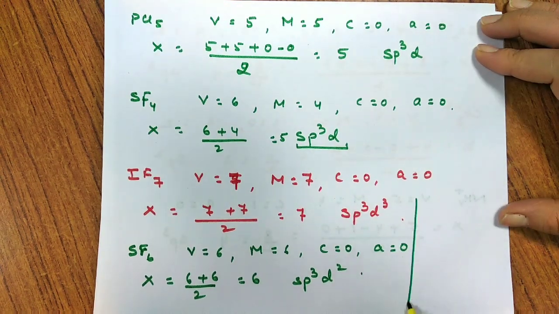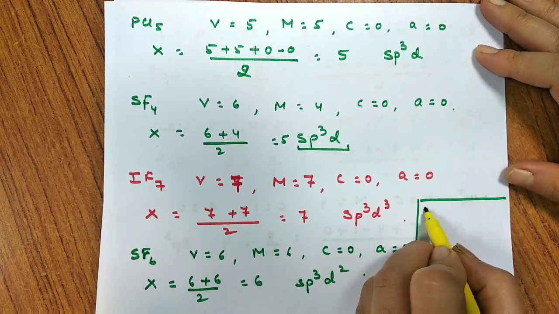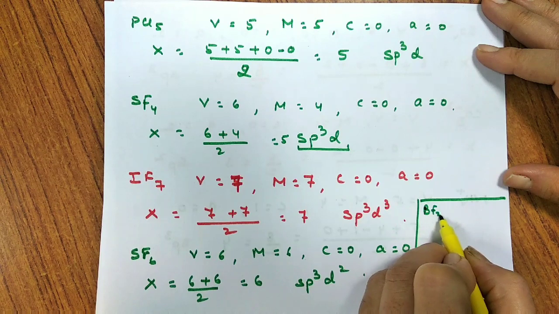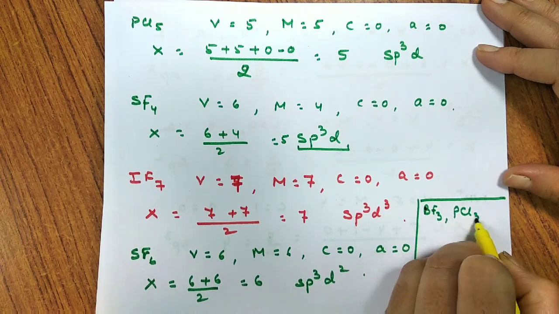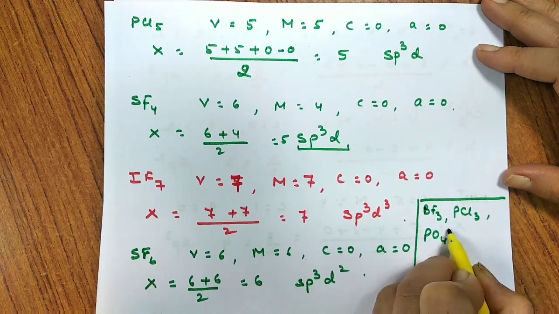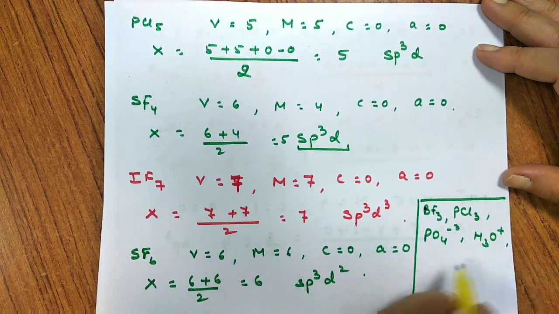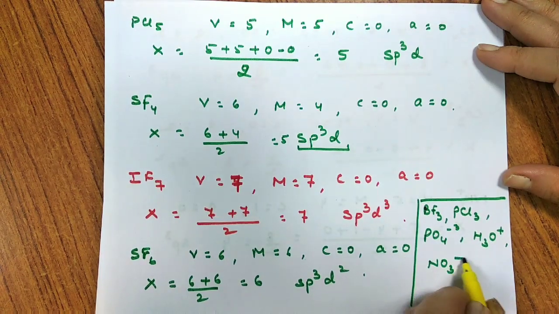Certain examples I am giving you to do at home and write in the comment section: BF3, PCl3, phosphate ion PO4 minus 3, H3O plus and NO3 minus.